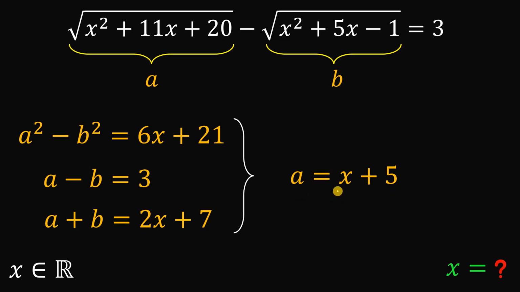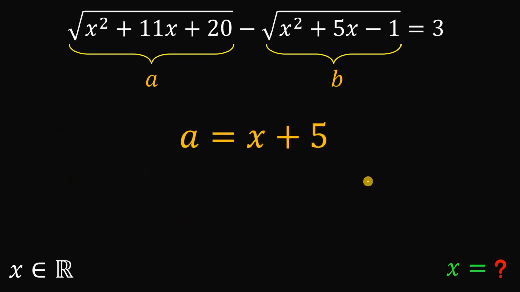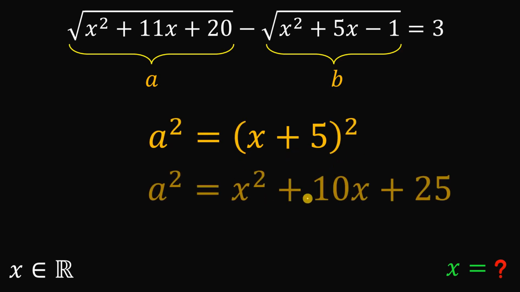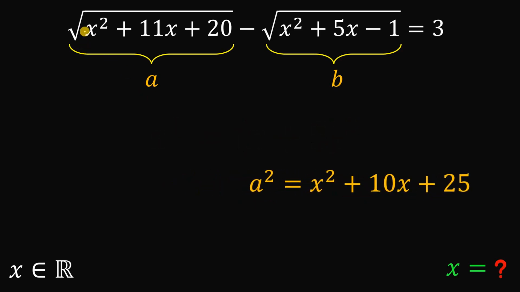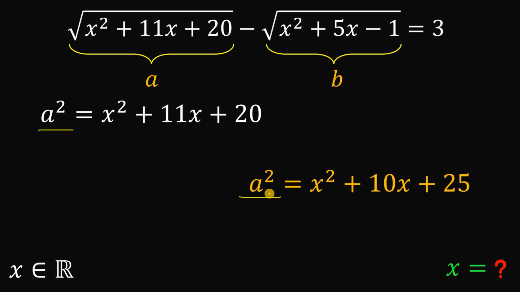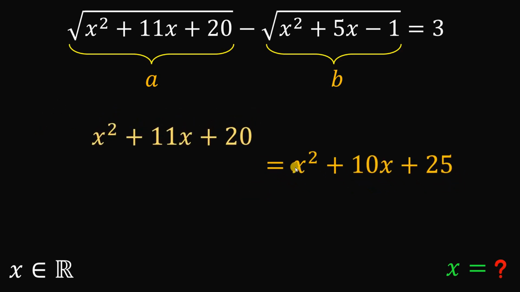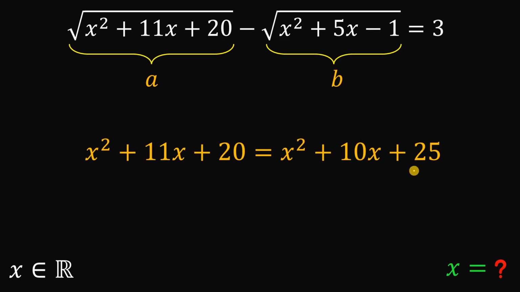But we don't care about the value of a, we care about the value of x. So let's take this result and square both sides. If we square x plus 5, we get x squared plus 10x plus 25. Now, let's set aside this result, because a while ago, we had a value for a squared, since a equals the square root of x squared plus 11x plus 20. So a squared is also equal to x squared plus 11x plus 20. They are both equal to a squared, which means they are the same thing. Therefore, we can equate x squared plus 11x plus 20 to x squared plus 10x plus 25.